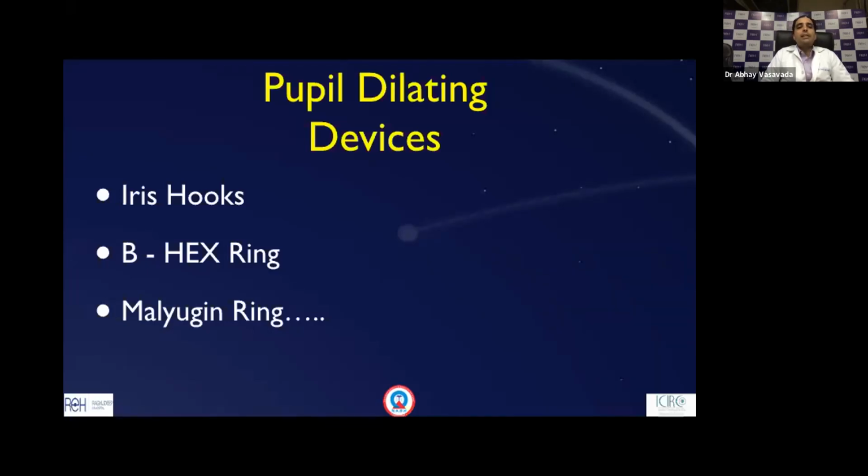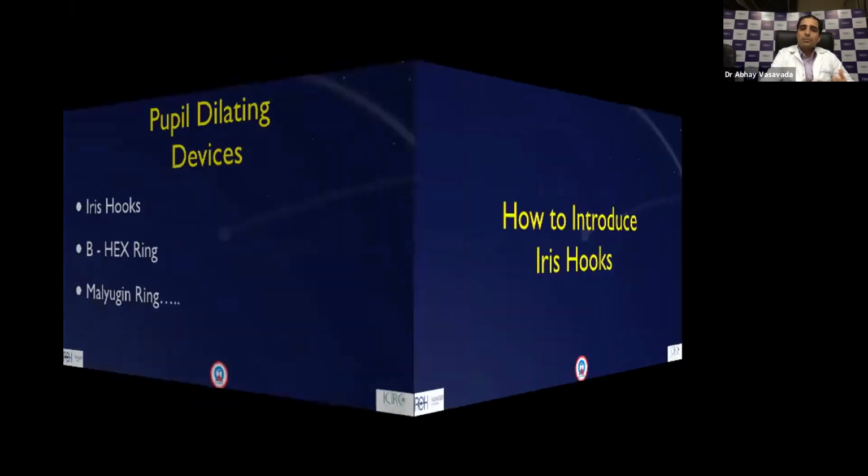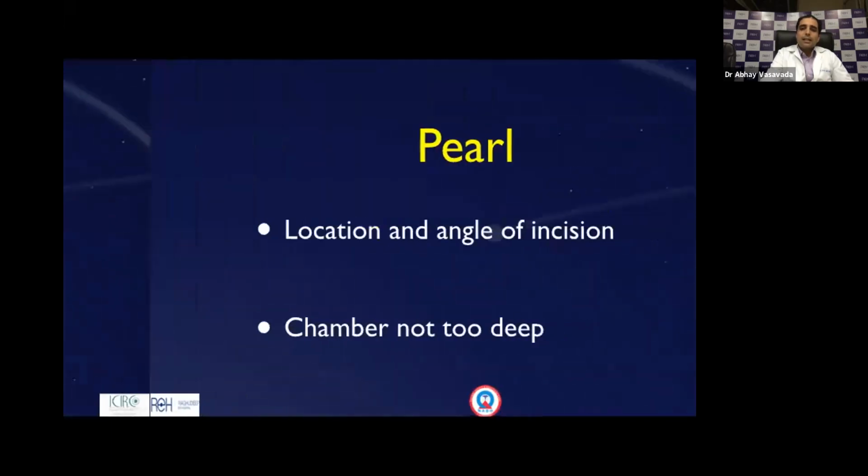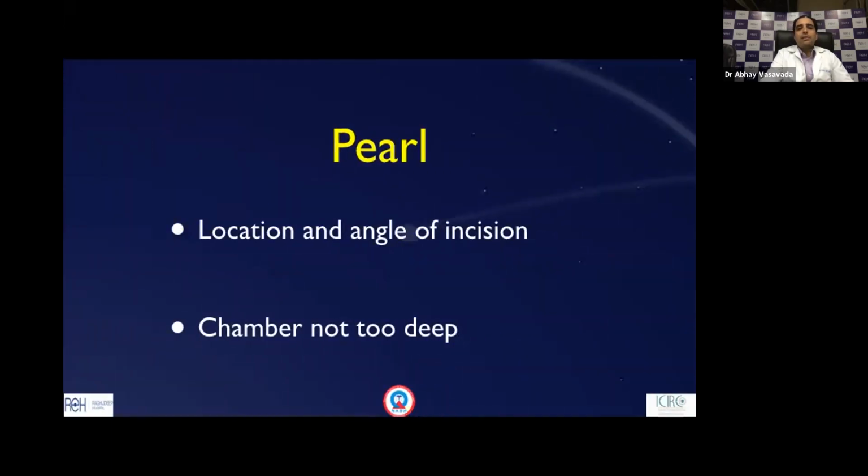So most of these ring devices like the Malugans and the B-Hex and their various modifications, if you don't use that ring before doing the capsulorhexis or before starting the lens removal, midway during the surgery, it's very difficult to introduce many of these rings, and removing them can also be challenging. So there are merits and demerits of each. We prefer the iris hooks, which work well in our hands. The other few tricks that you need to keep in mind as far as iris hooks introduction goes is that you make sure that the location and angle of the incision are appropriate.